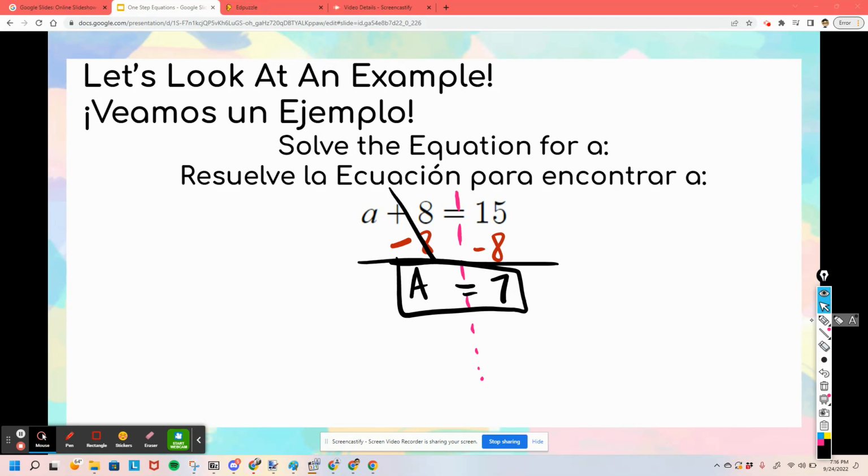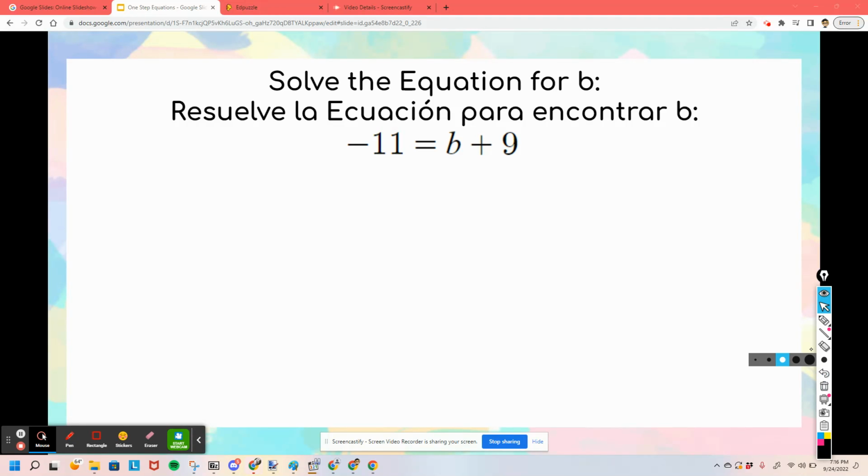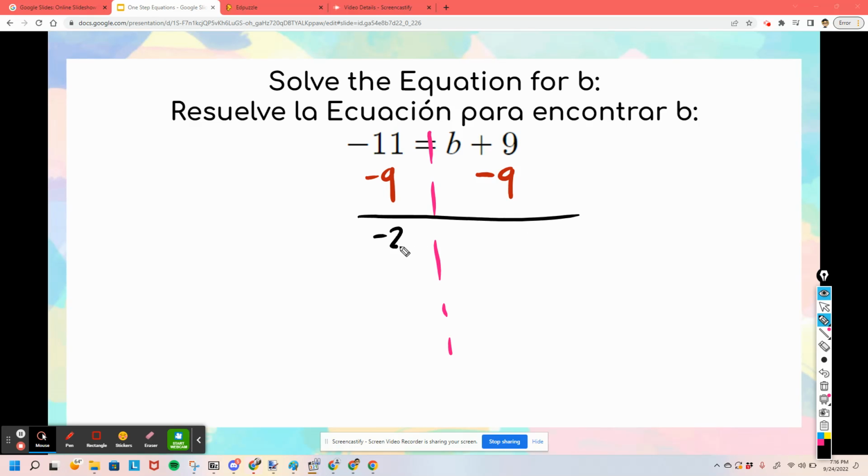So I want you guys to try this one. I'm going to pause, and I want you to get some paper and try it. All right, imaginary line. I go, what is happening to the b? It is addition, added 9, so I'm going to subtract 9 from both sides. When I do that, negative 11 minus 9 is negative 20. That is what b equals.